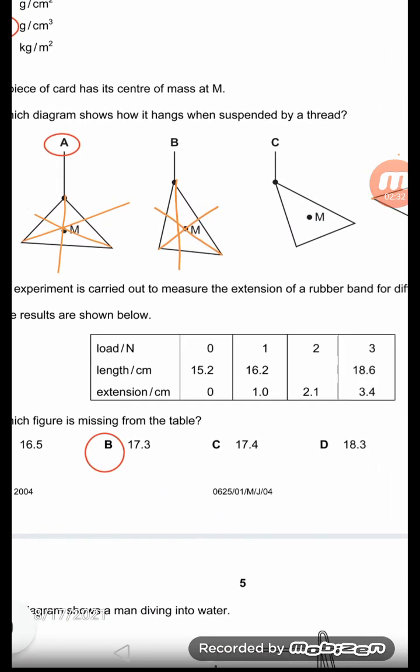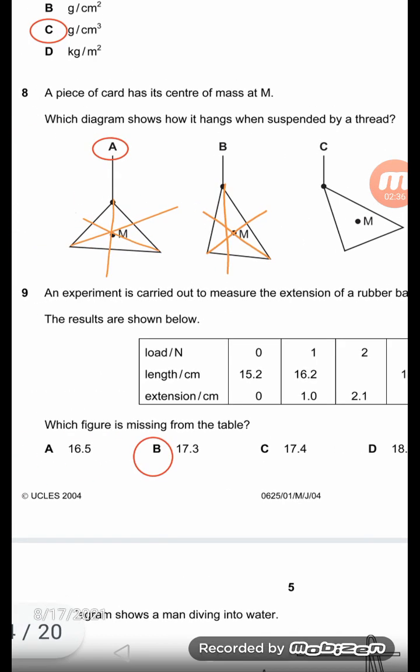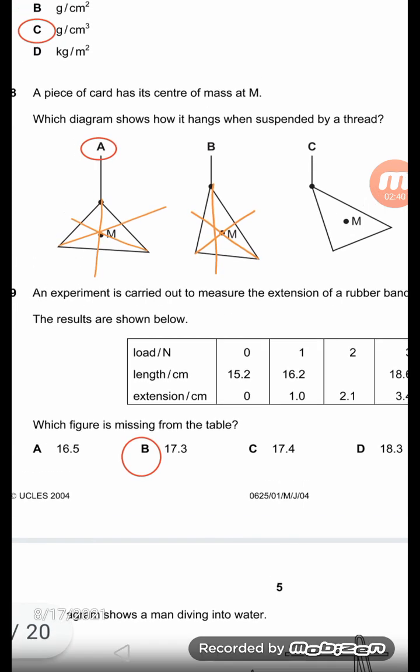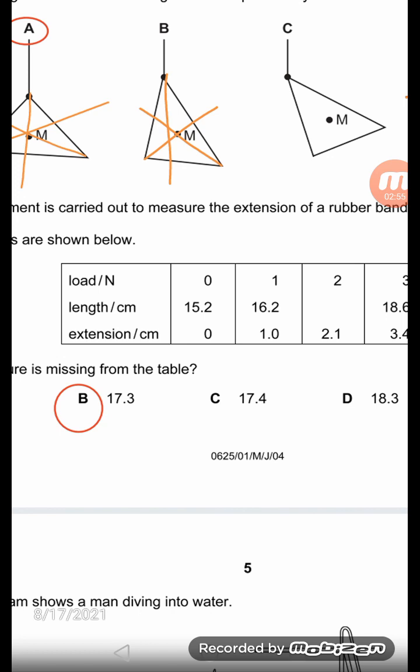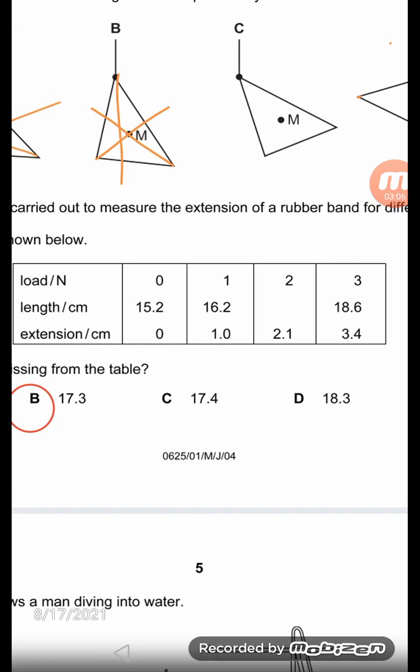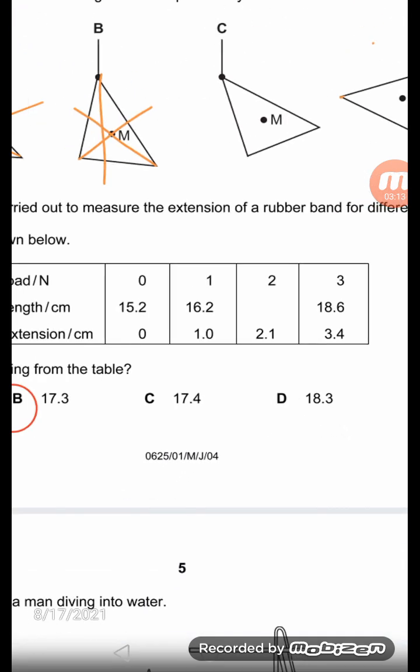Okay, the experiment is carried out to measure the extension of a rubber band for different loads. The result is shown. When it was not extended, the original length was 15.2. Then when the load of 1 Newton was added, it extended to 16.2. So how much did it extend? 16.2 minus 15.2 is 1. Then when load 2 was added, they are saying it is 2.1. When load 3 was added, it became 18.6, so the extension was 3.4.